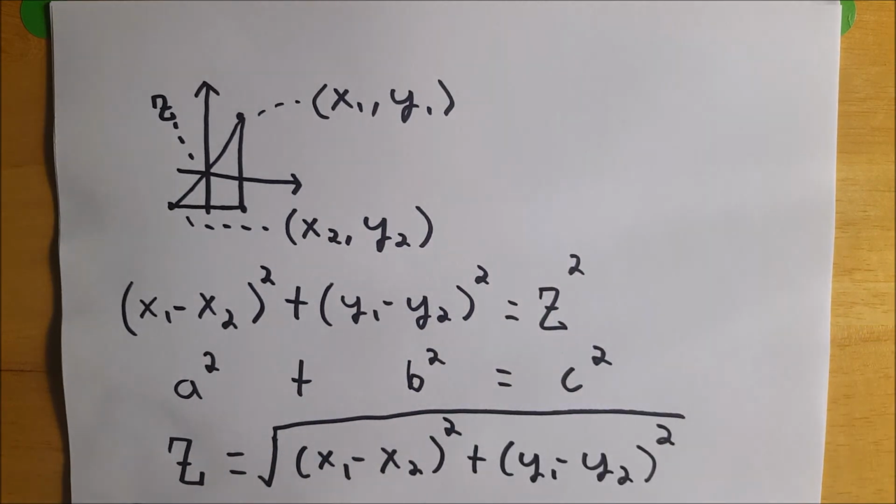And so that is how you can prove the distance formula using the Pythagorean theorem. Pretty short proof, only a couple steps, but I hope that helped you understand the distance formula and understand how it relates to the Pythagorean theorem. It's basically a direct result.